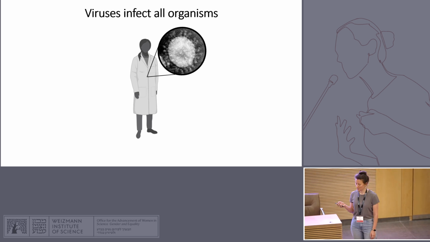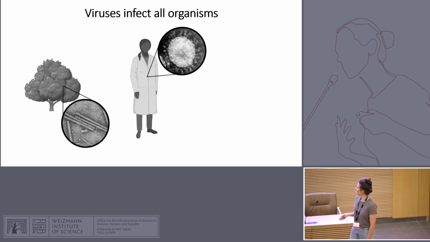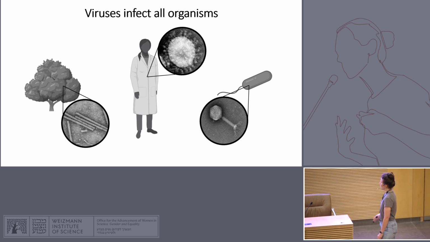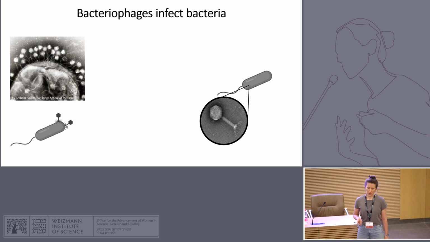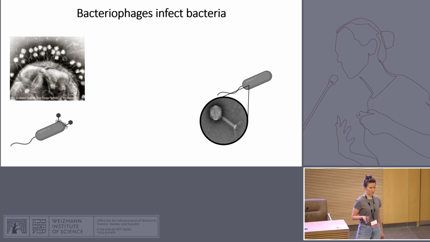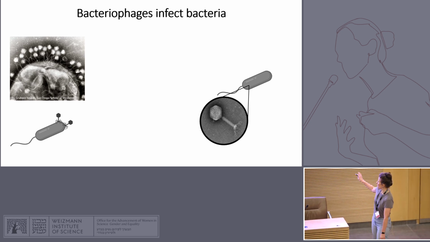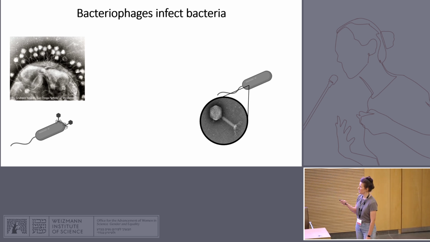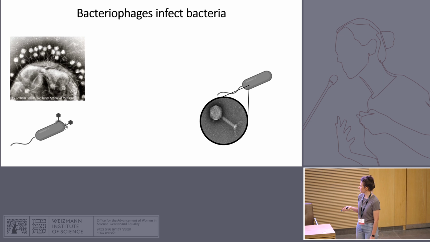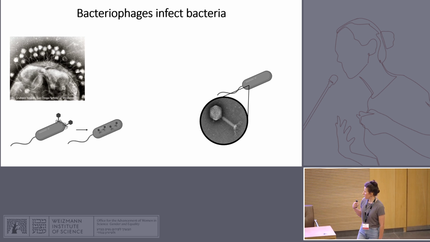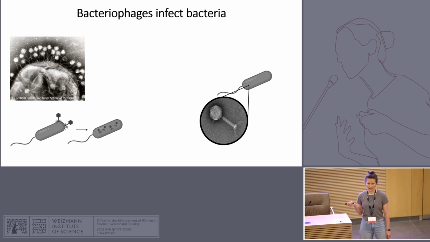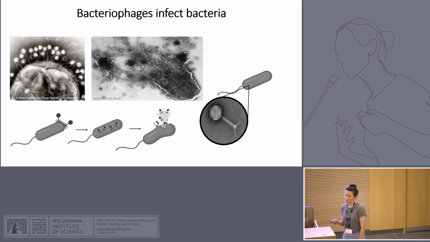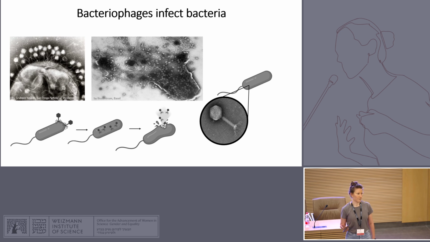They infect humans, they infect plants, they even infect bacteria. Viruses that infect bacteria are called bacteriophages, or just phages for short. And no, this is not something out of a sci-fi movie. This is what it looks like when phages attach to a bacteria cell and infect it. After infection, the phages replicate inside the bacteria cell and eventually kill it. So viruses really do cause disease in all forms of life.